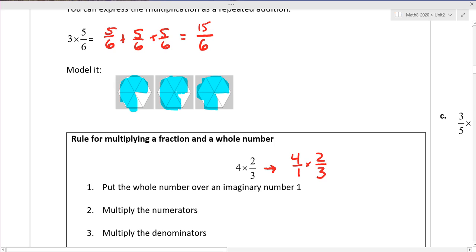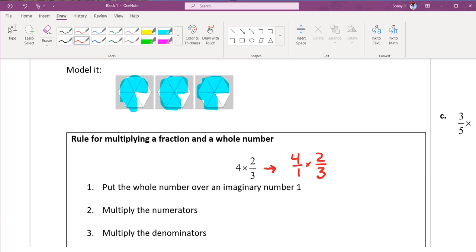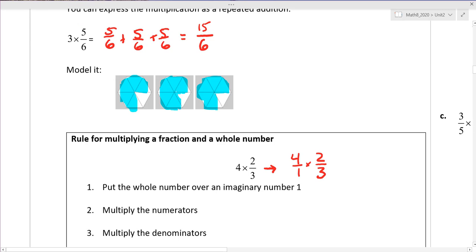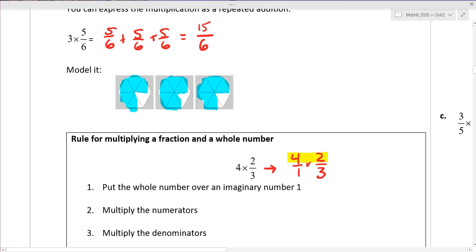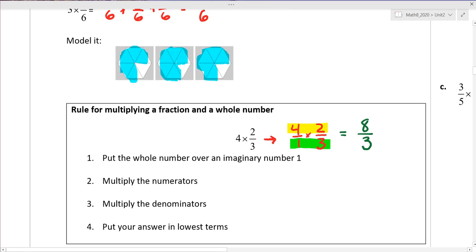Then we write the second fraction out, right? And to multiply fractions, what we do is we multiply the numerators together, and we multiply the denominators together. Right? Multiply the top numbers together, multiply the bottom numbers together. So you go 4 times 2 is 8, 1 times 3 is 3. And that's it.